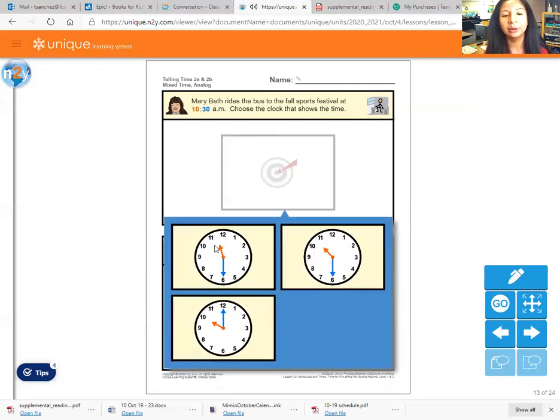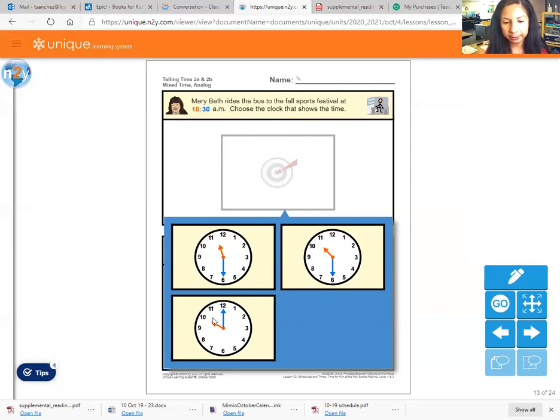11:30 a.m. Which is 11, okay? And then the minute hand is pointing to the 6, which is 30: 5, 10, 15, 20, 25, 30. So it's 11:30. Is that 10:30? No. How about this one?